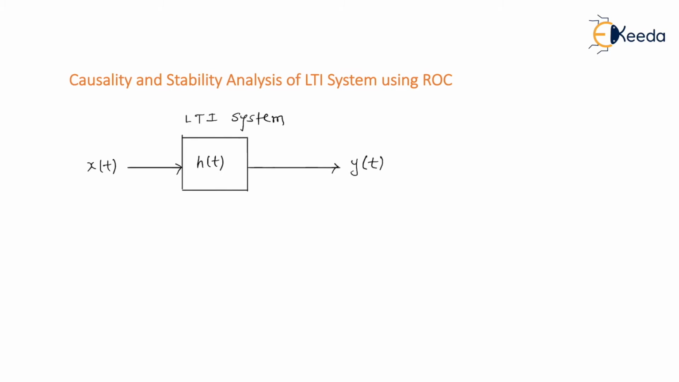For an LTI system, we know very well how to identify causality as well as stability, that is, how to identify whether the given system is causal or non-causal. Also, we have seen how to identify whether the given system is stable or unstable by observing the nature of its impulse response, that is, h of t. So here I have drawn one LTI system having an impulse response h of t, input x of t, and output y of t.